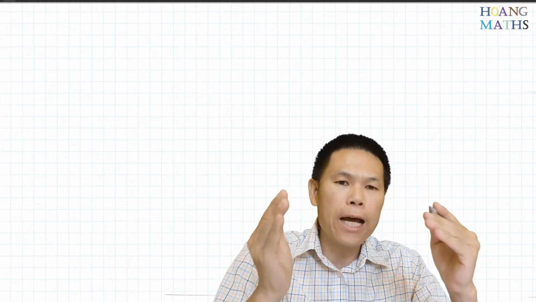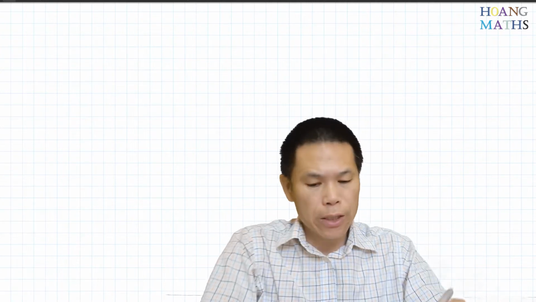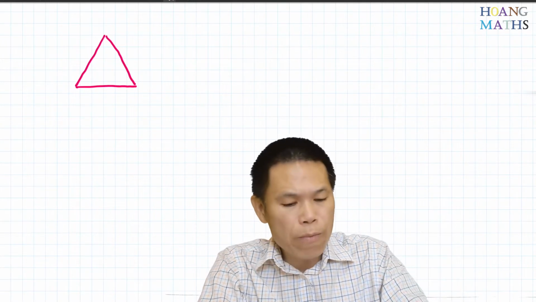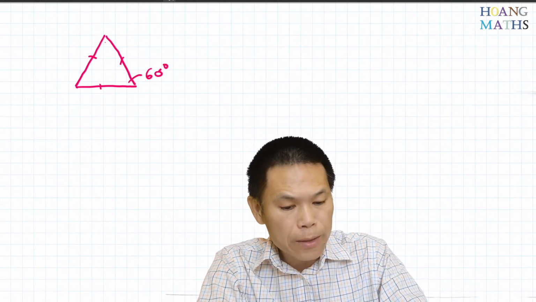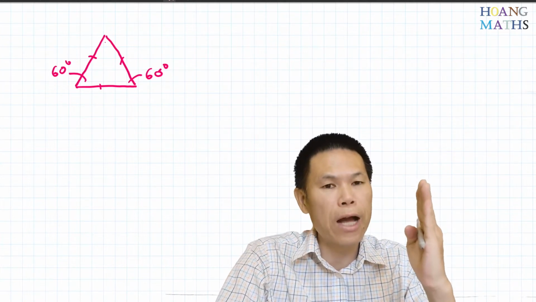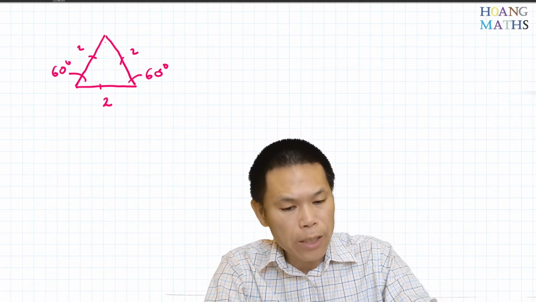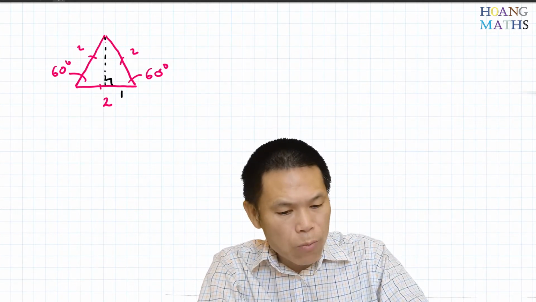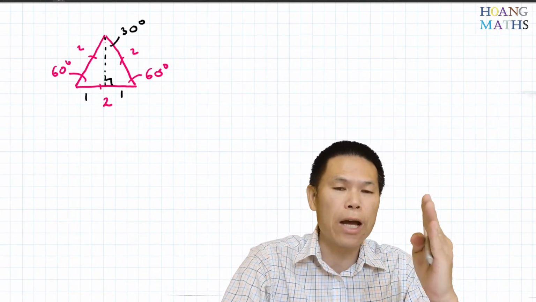So for cos, sine, tan of 60 or 30 degrees, we need to remember this equilateral triangle. Let me just quickly draw this out. That's all you need to remember. Because it's an equilateral triangle, this is 60 degrees, 60, and 60 on top. The length is 2, 2, and 2. Now I'm going to cut this into 2 triangles, into half. So this must be 1 and 1. And this angle here must be 30 degrees because 60 cut in half is 30.